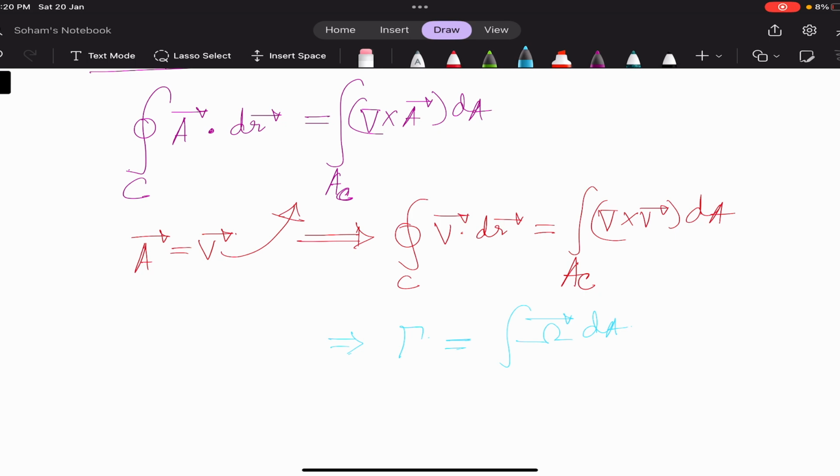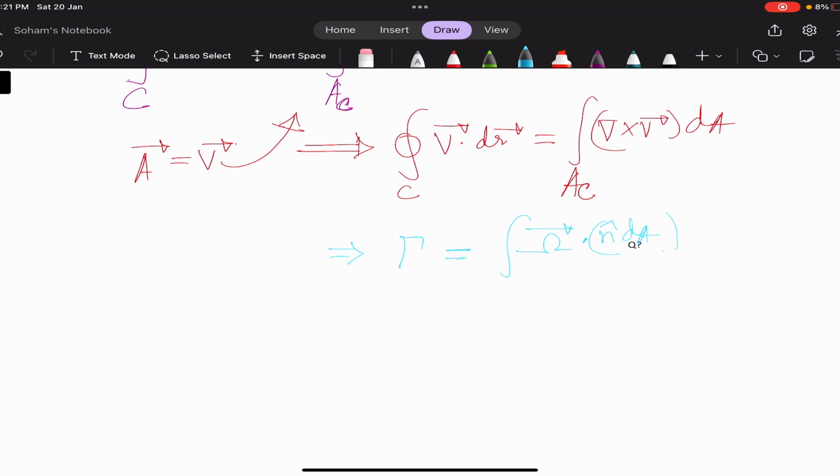Some say that area is not a vector, area is a scalar, and area multiplied by its own normal is a vector. So I am okay with any of the concepts. If someone disagrees that I cannot write it like that, then I should have written it like n, so this dot n dA. So then you can write this also.